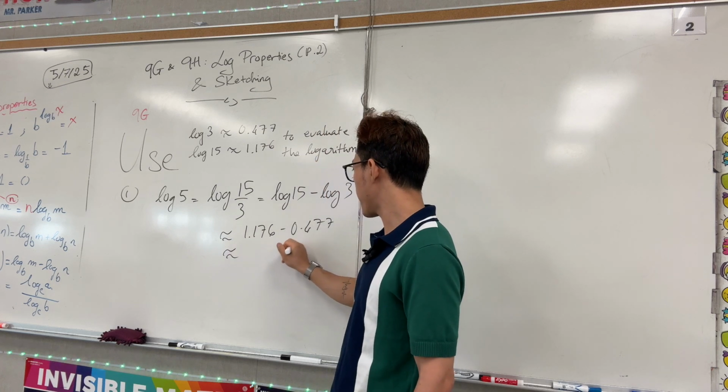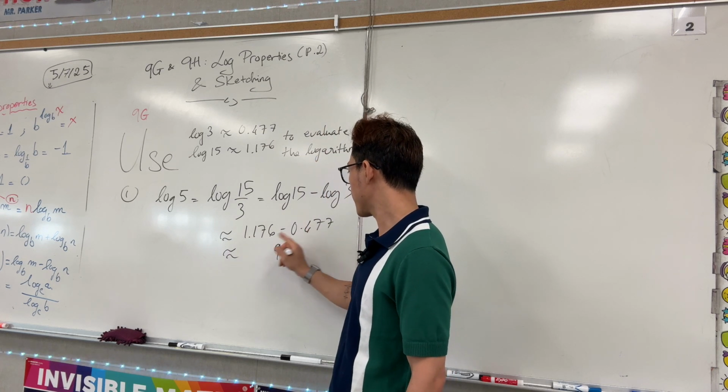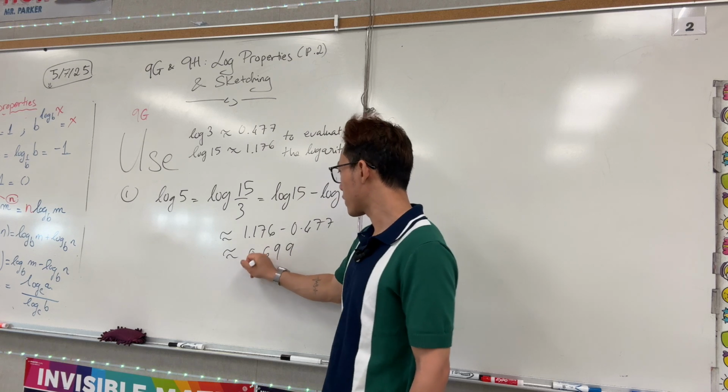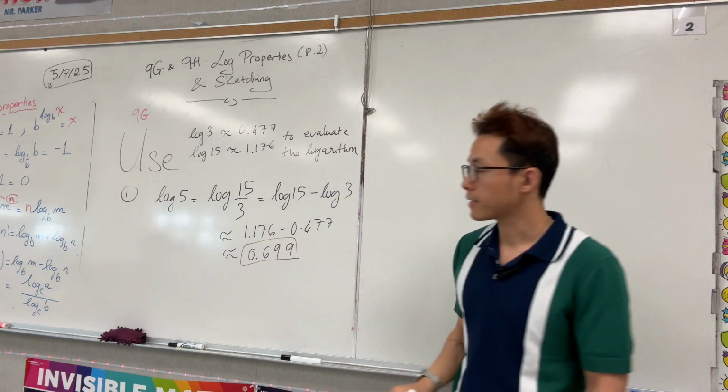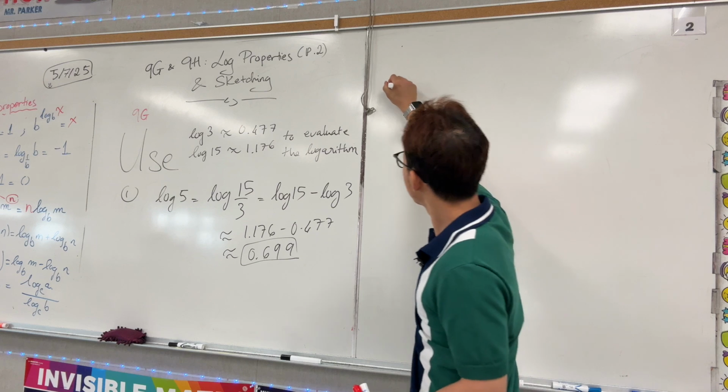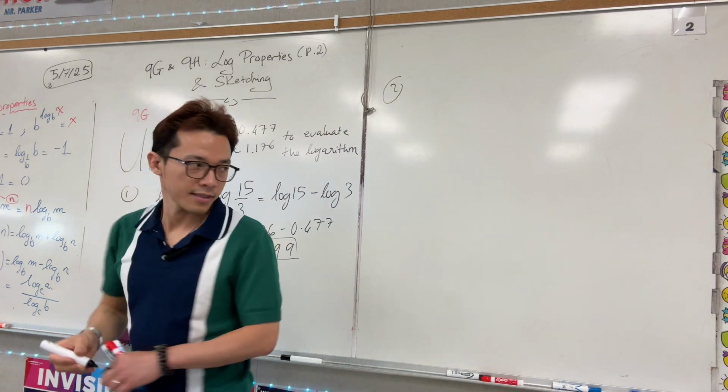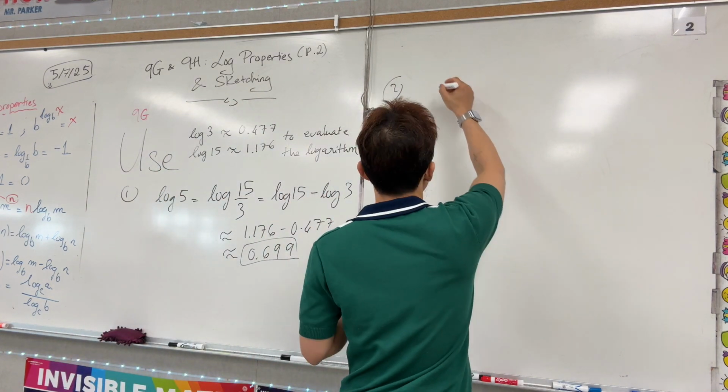So this is going to be 0.699. Easy? That's what 9G is for.